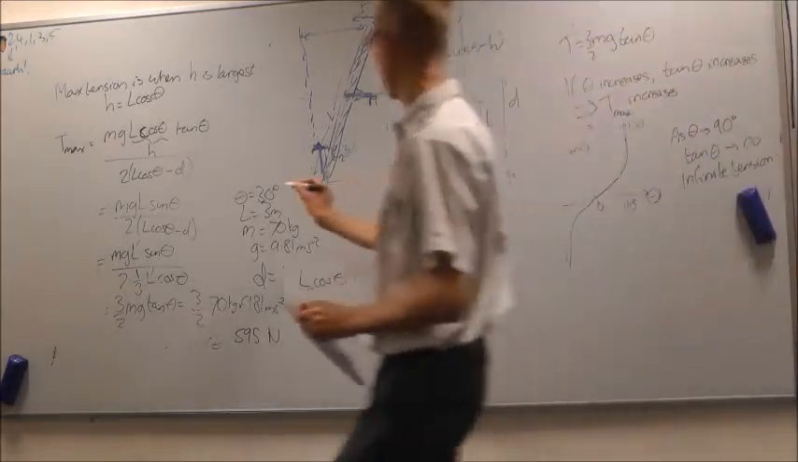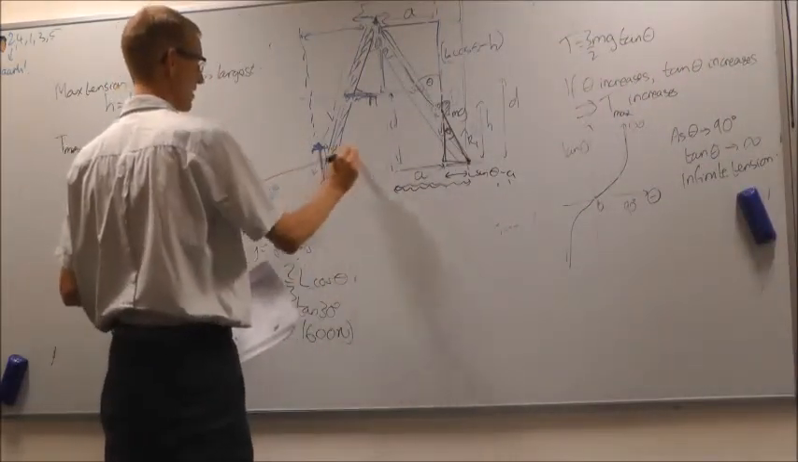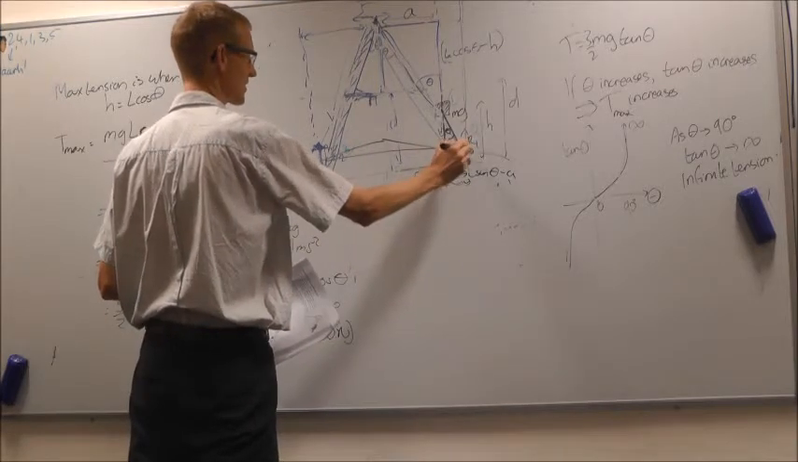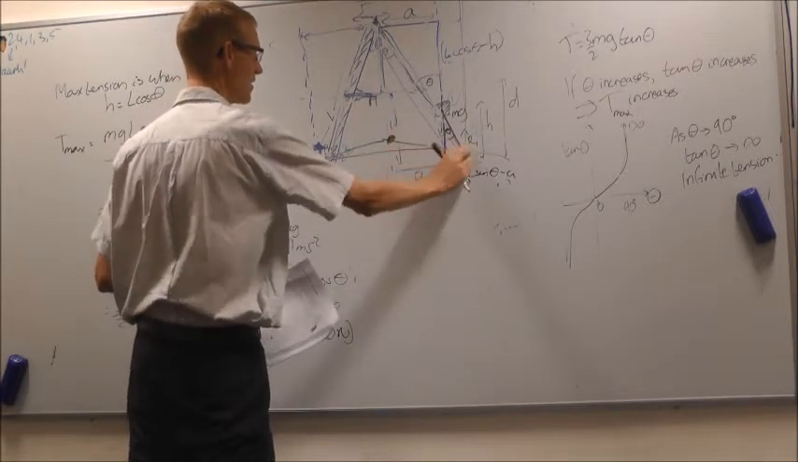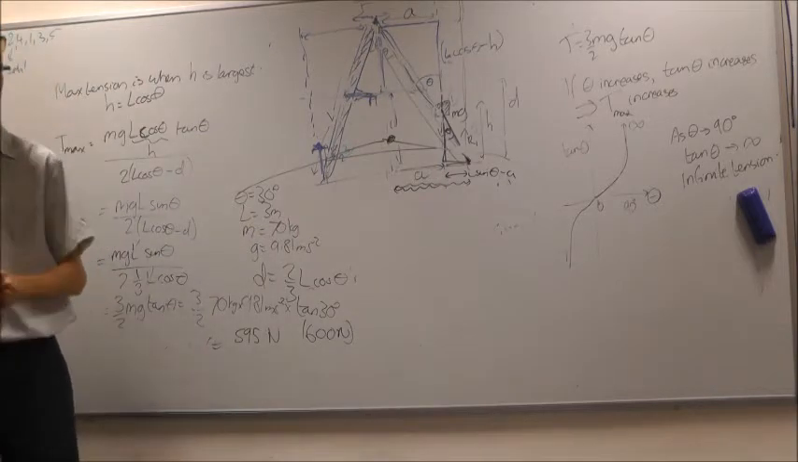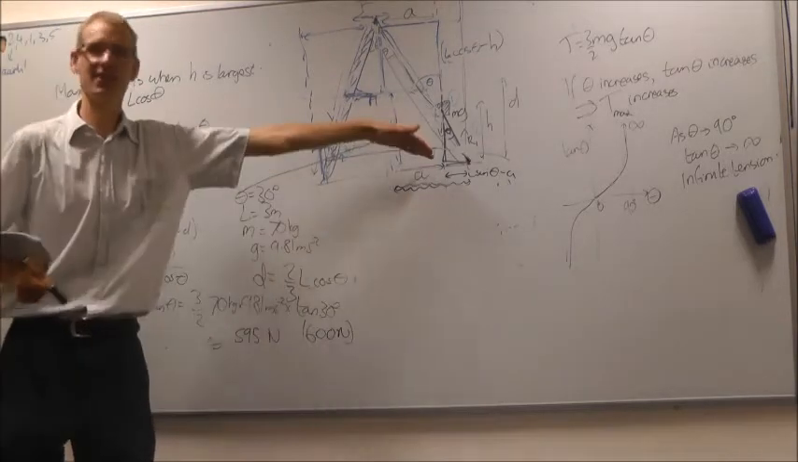So if you have a ladder which is kind of like that, with a tie bar across there, and you're standing in the middle, you've got some extreme tension in there. Which is basically the reason why you don't have ladders like that.